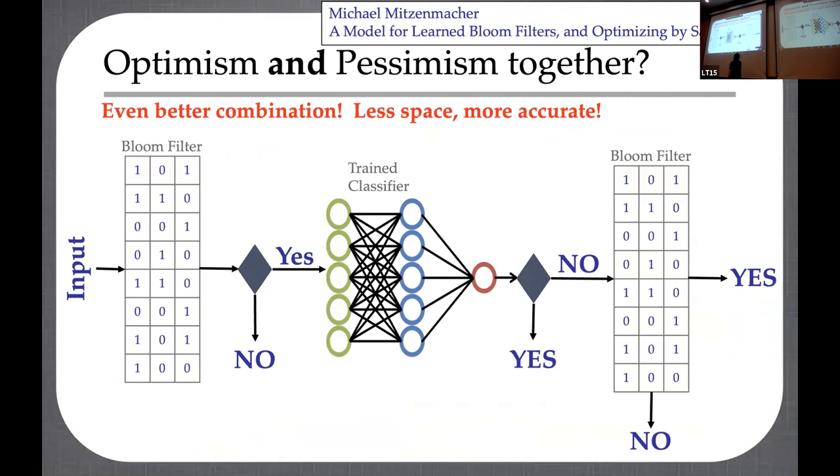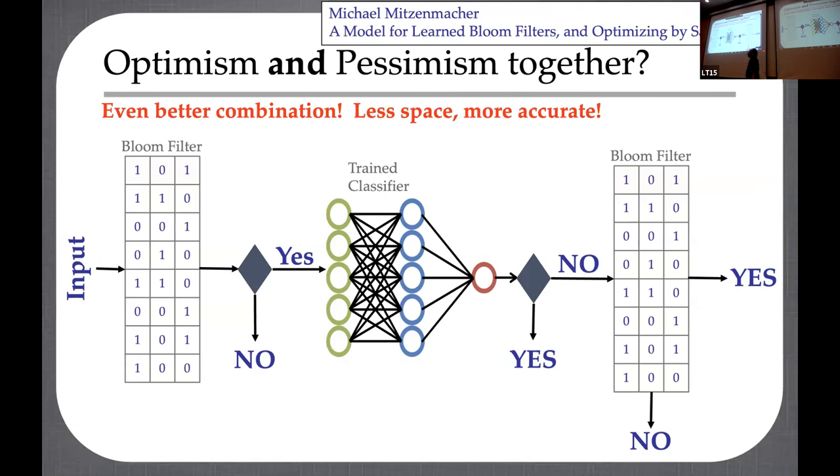Bloom filters don't have any false negatives. So even if the Bloom filter is fairly small, you'll end up killing off almost all of the nodes right there. The classifier then only has to focus on the positives, and what it outputs is almost entirely correct. Then you only need a very small second Bloom filter to compensate, so this is a lot smaller Bloom filter than the first one.